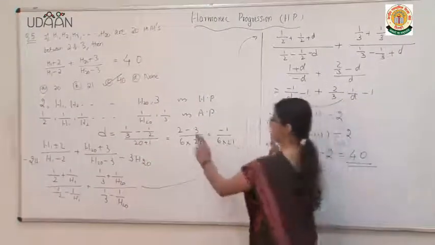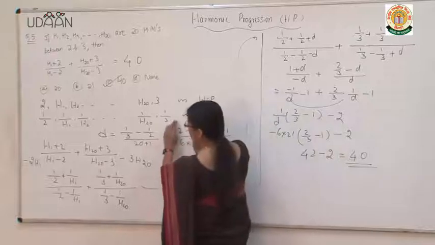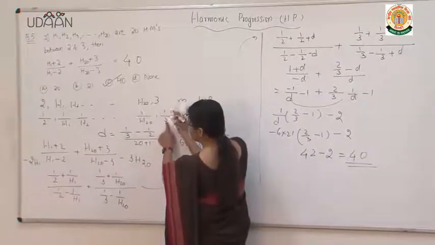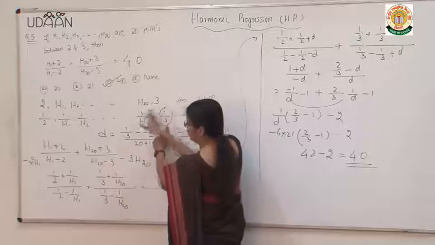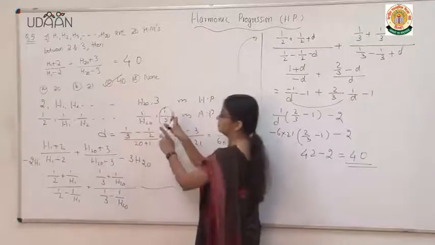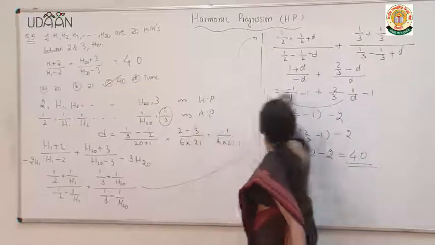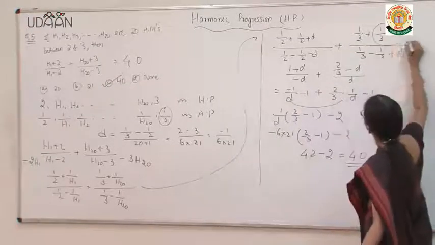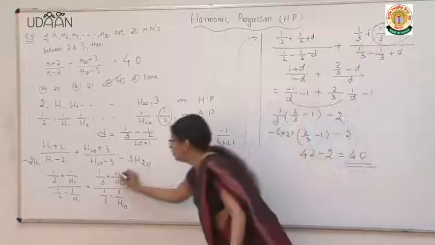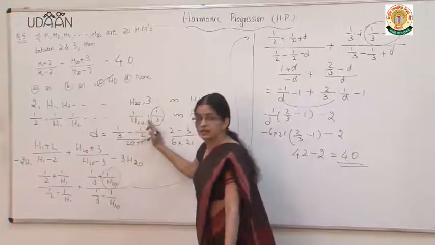In this, just this step: when you reverse the progression, the first term will be 1 by 3 and the common difference, which was D in the original sequence, will be minus D in the reverse progression. This concept we have applied here to get the value of 1 by H20.